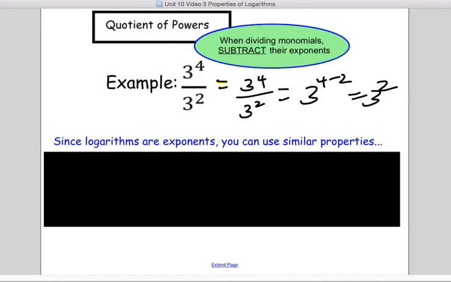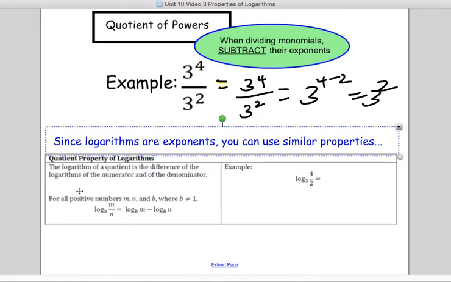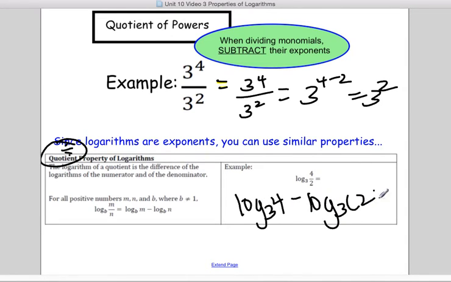Okay, so same idea. Now our rule with logs is if you are dividing, you can rewrite it with subtraction. So quotient, remember, means division. So if you're dividing, that means quotient, then you can rewrite it with subtraction. So for our example, if we have log base 3 of 4 over 2, it'd be log base 3 of 4 minus log base 3 of 2. Okay, and that would be how we would rewrite that.